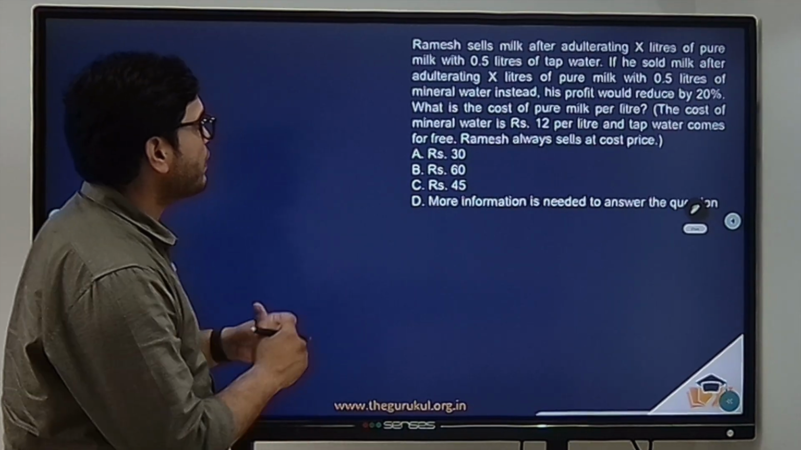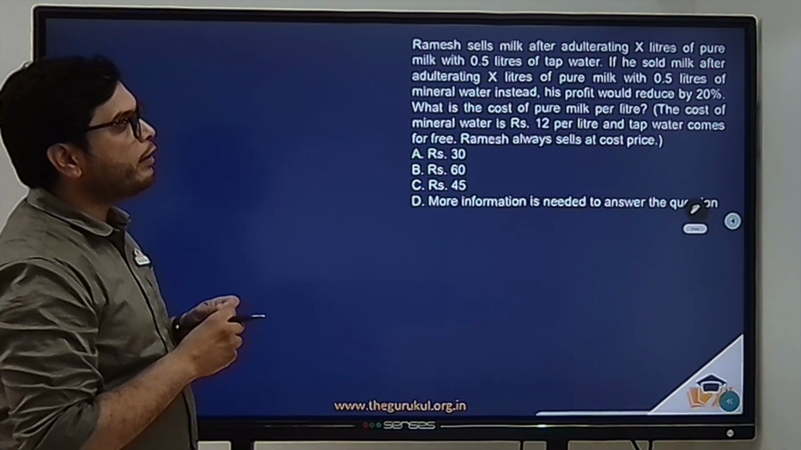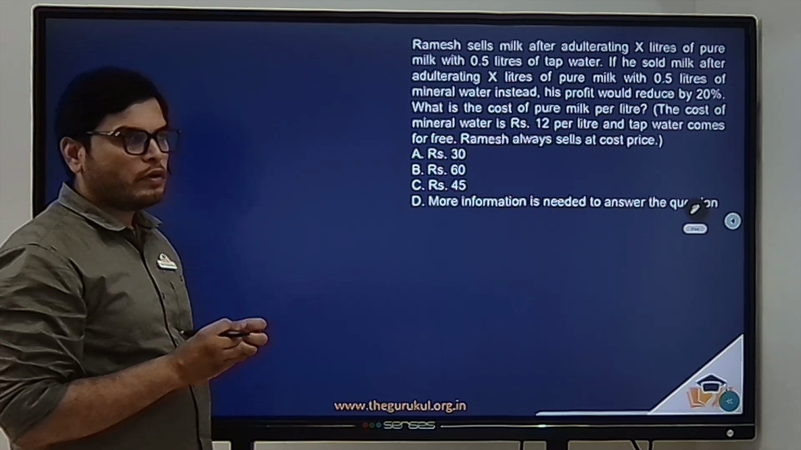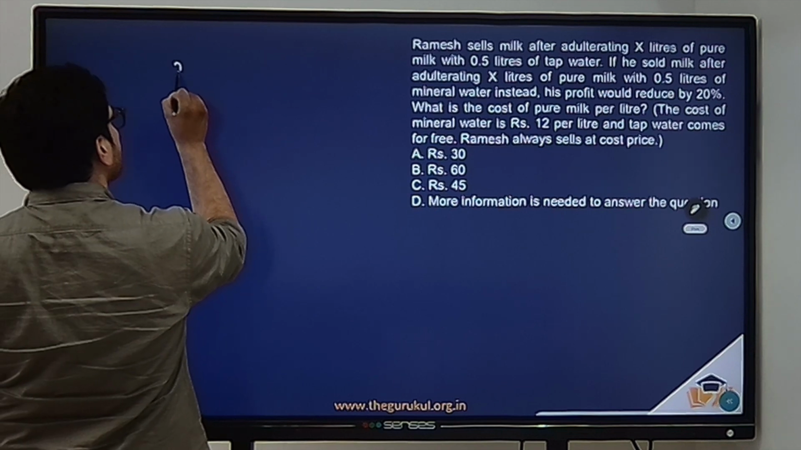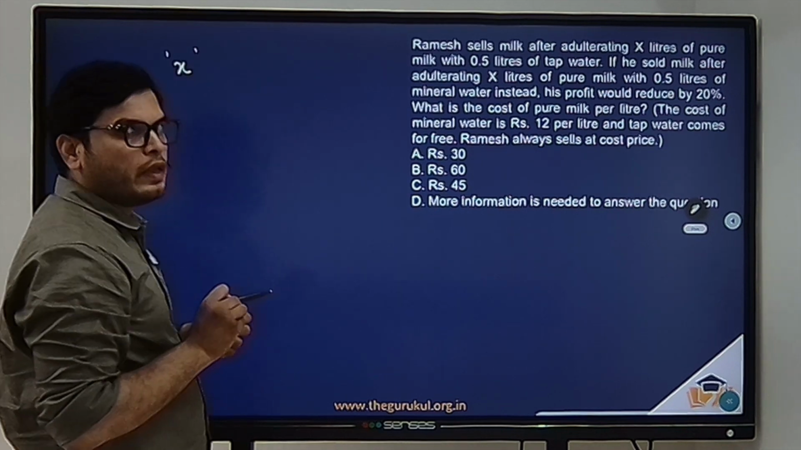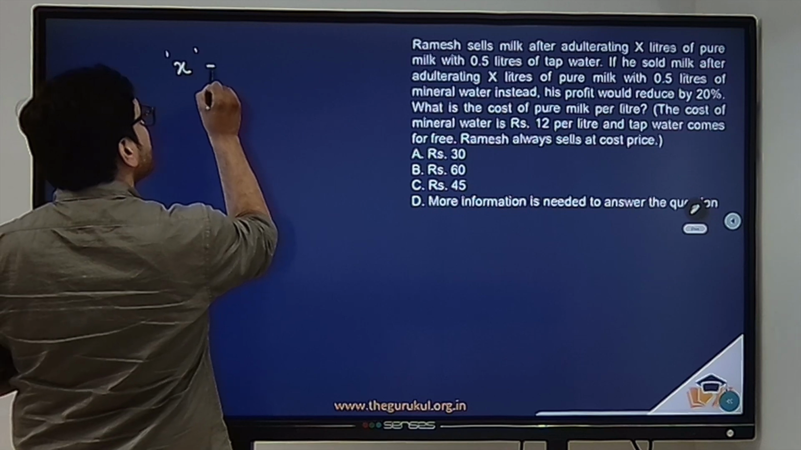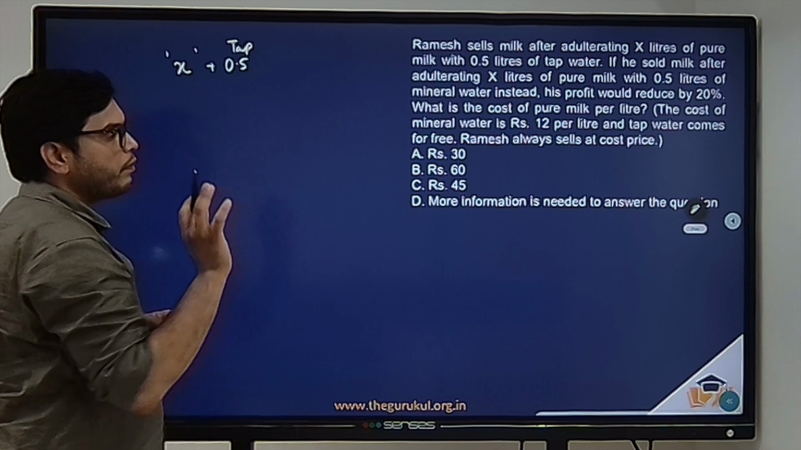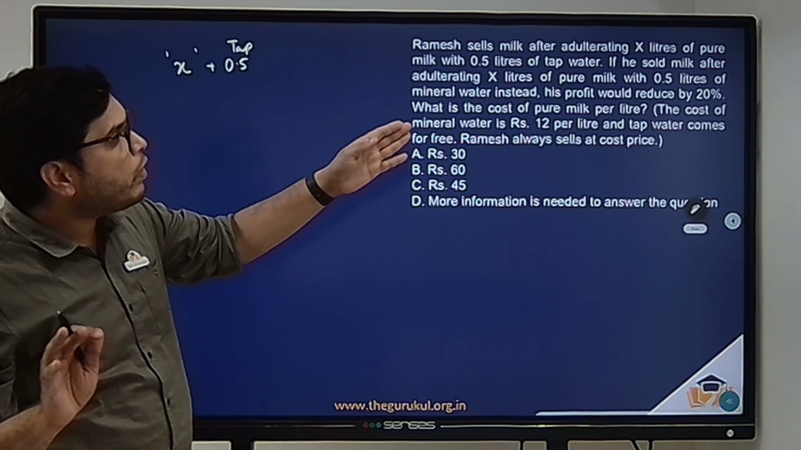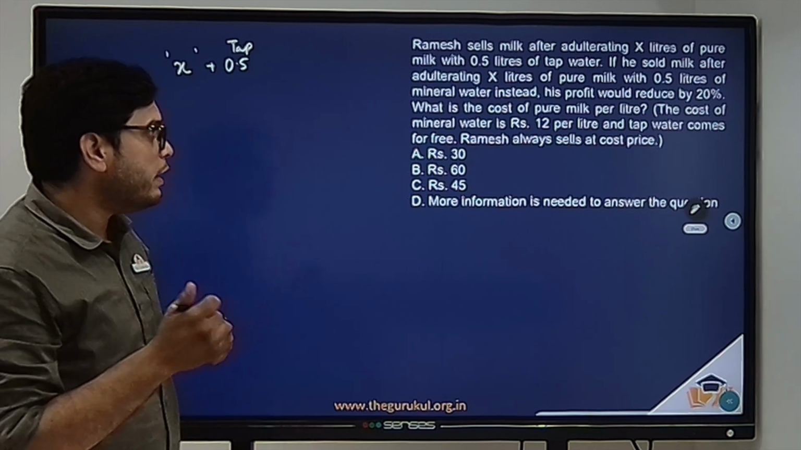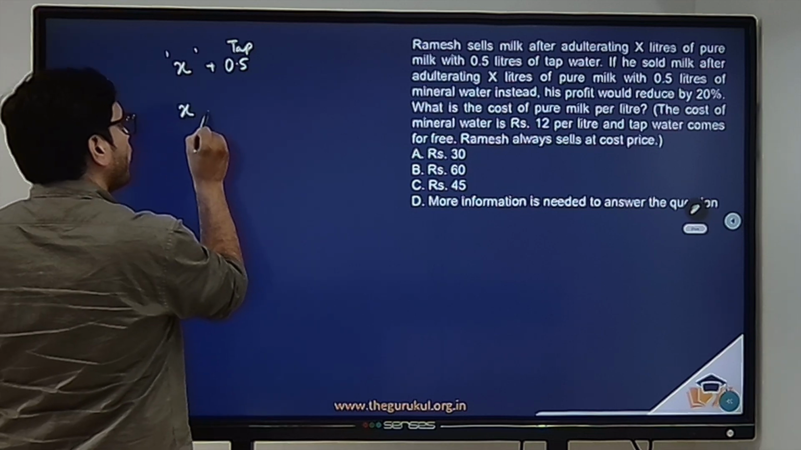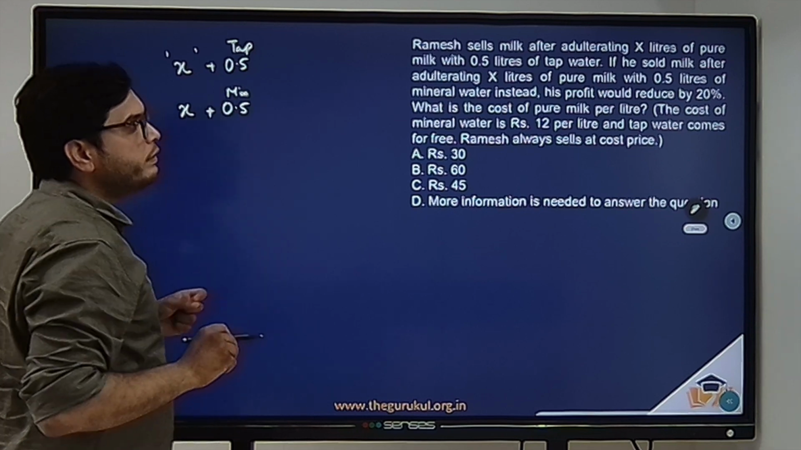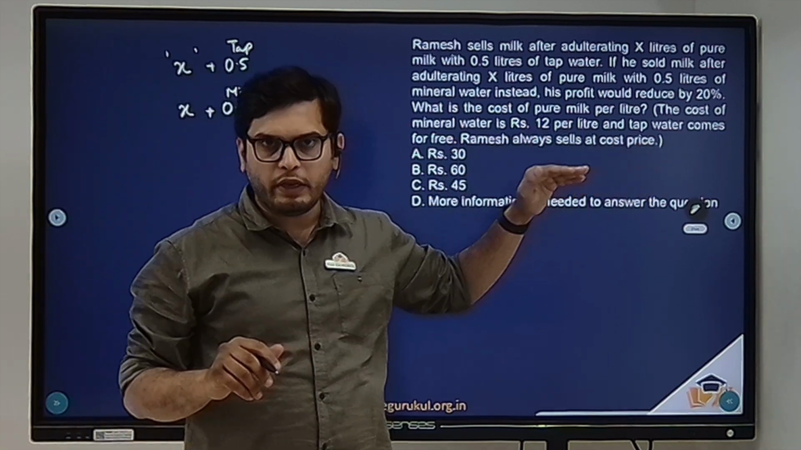Now coming to the first question. Ramesh sells milk after adulterating X liters of pure milk with 0.5 liters of tap water. So Ramesh purchases X liters of pure milk. Then he adds 0.5 liters of tap water. Now, if he sold milk after adulterating X liters of pure milk with 0.5 liters of mineral water, then his profit would reduce by 20%.